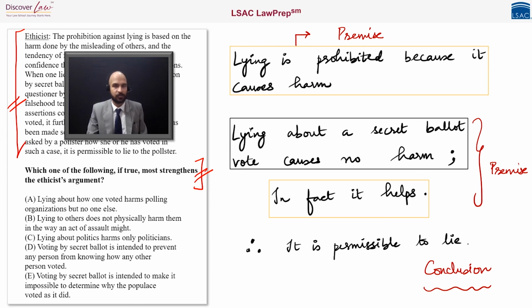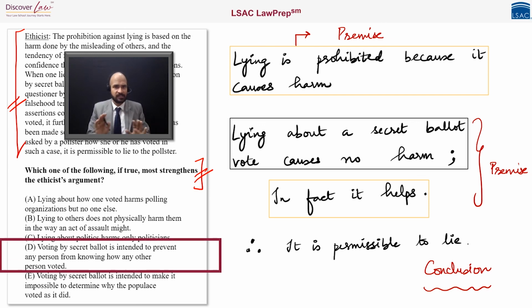Okay, so here's the answer. The answer is D. Think about it. Think about why it is the right answer. Think about why the others are not the right answers. This exercise will help you. Simply watching these videos with popcorn in your hand is not going to help you do better in the exam. I wish you all the best.